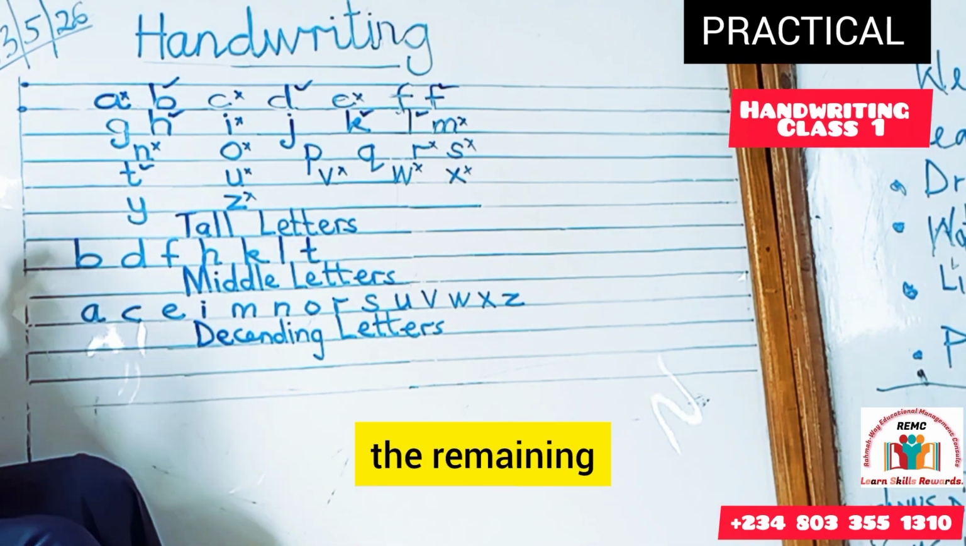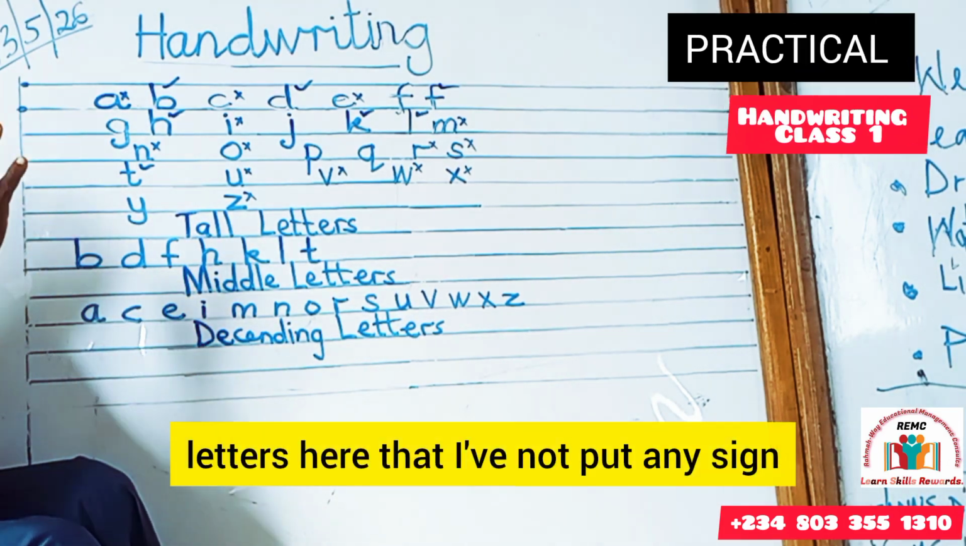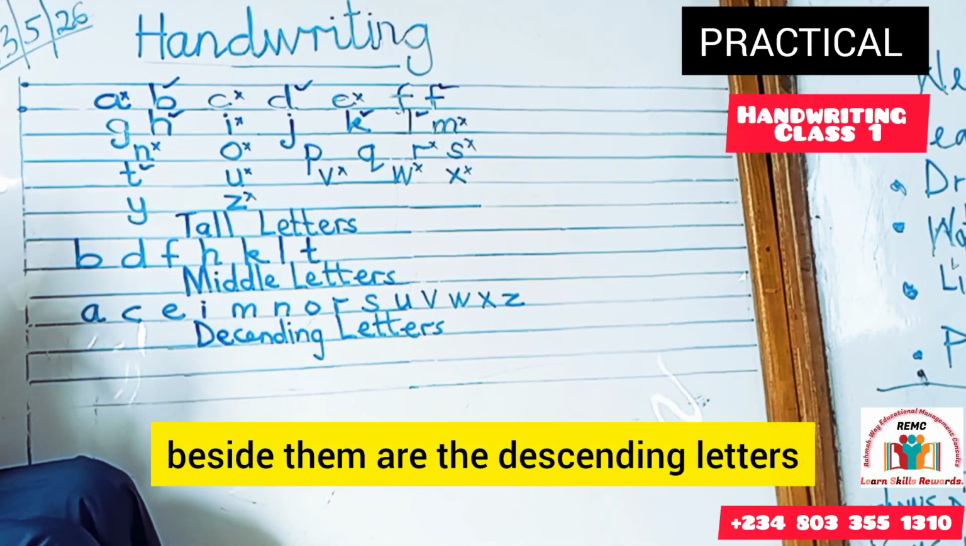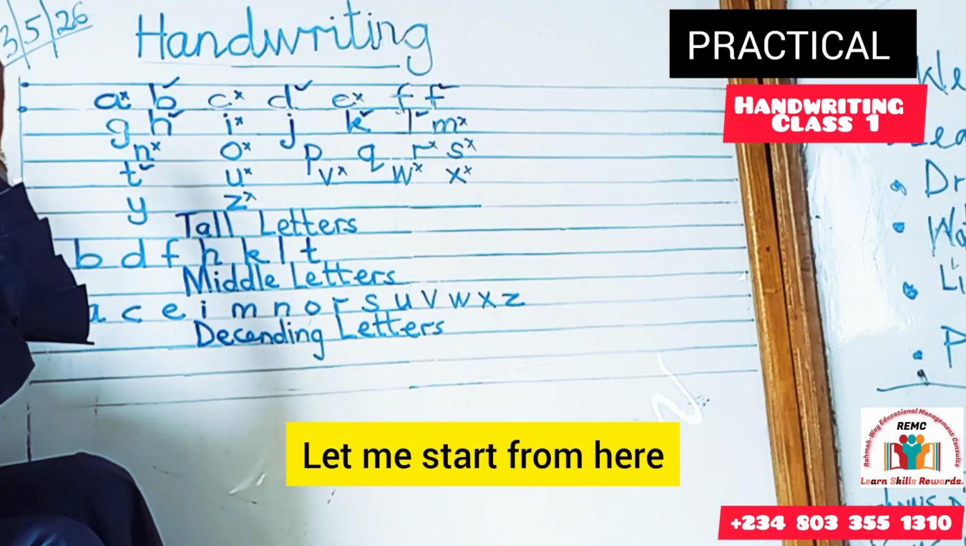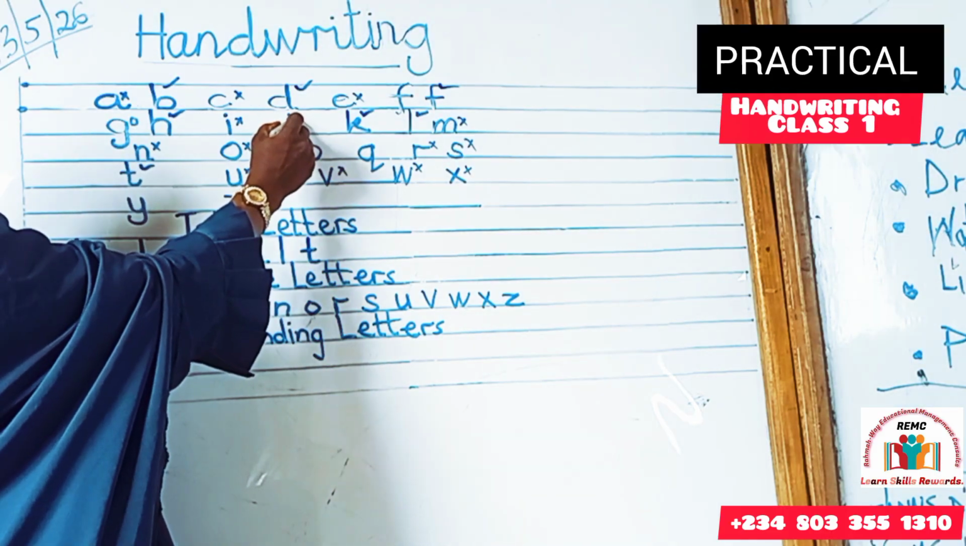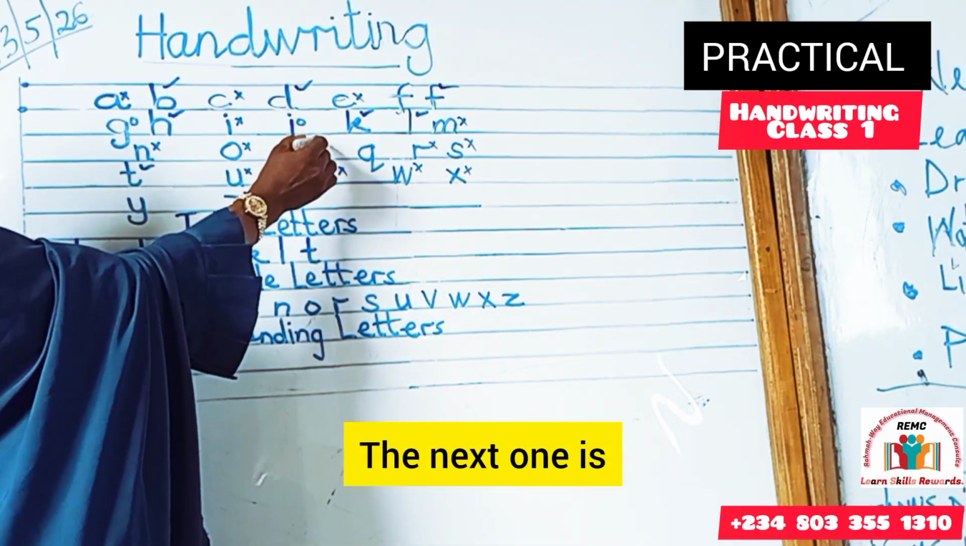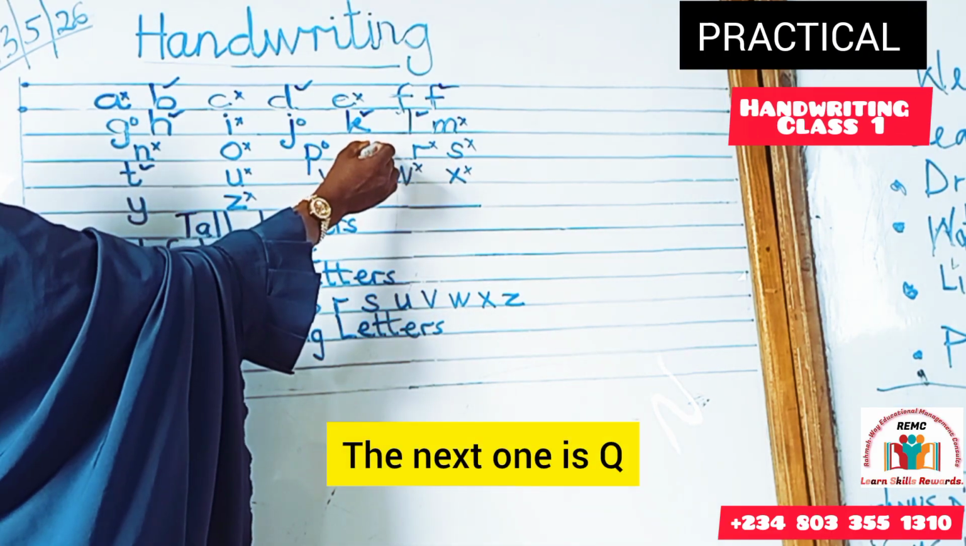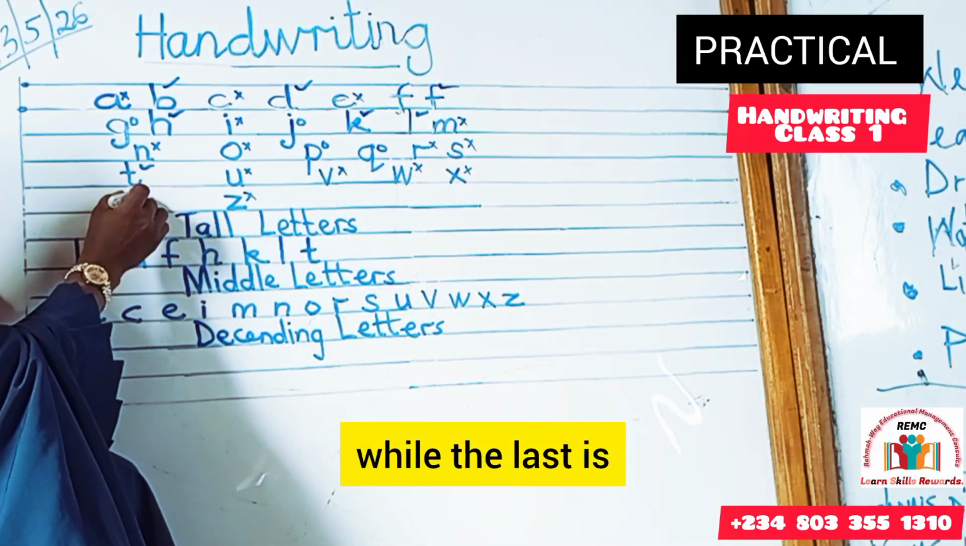So now the remaining letters here that have not had any sign beside them are the descending letters, and they are, let me start from here: G. Now the next one is J. The next one is P. The next one is Q. The last is Y.